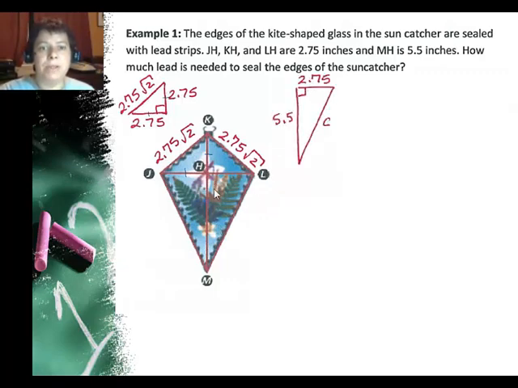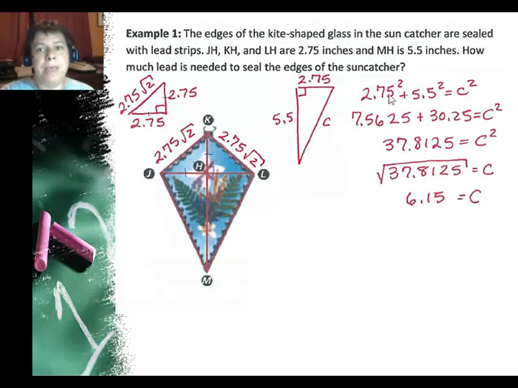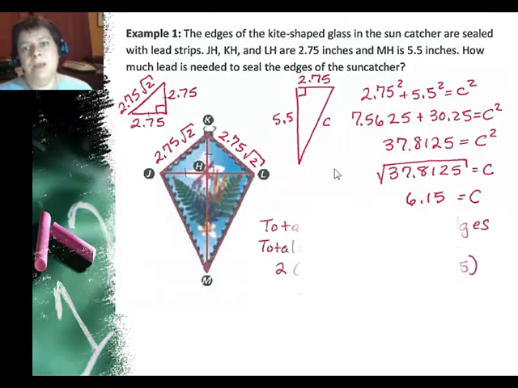So I notice that this is also a right triangle. I know the top edge is 2.75 and the long leg is 5.5, but I still need to find the hypotenuse, so I use the Pythagorean theorem. 2.75 squared plus 5.5 squared equals c squared. Using my calculator, I calculate it, and I get the square root of 37.8125 is c, or 6.15. I went ahead and rounded this to the hundredths place.